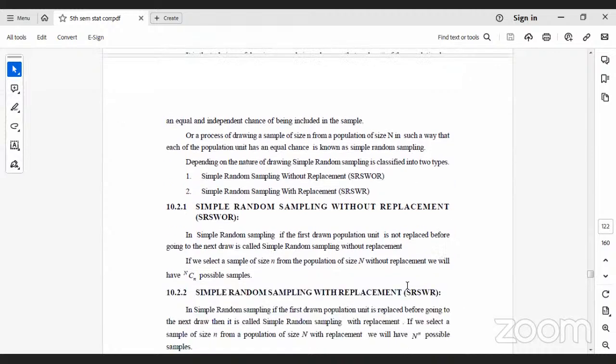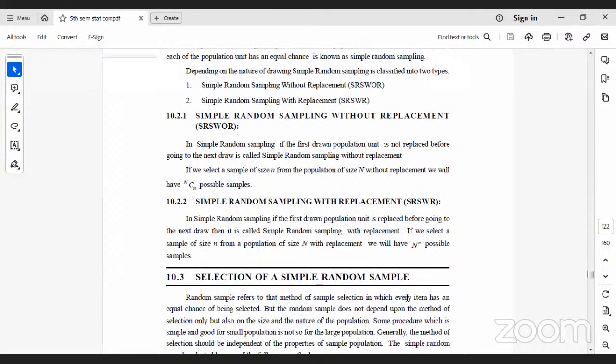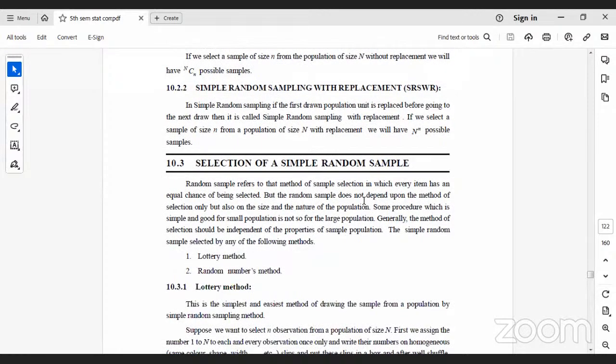In without replacement, as already told in the class, the first drawn unit of the population is not repeated before going to the next draw. That is called simple random sampling without replacement. If we select a sample of size n from a population of size N without replacement, we can write NCn possible samples. With replacement, the first drawn unit is replaced before going to the next draw. Then it is called simple random sampling with replacement. If we select a sample of size n from a population of size N, then N power n samples are possible.